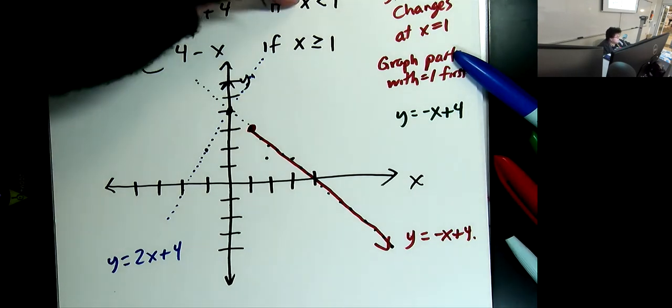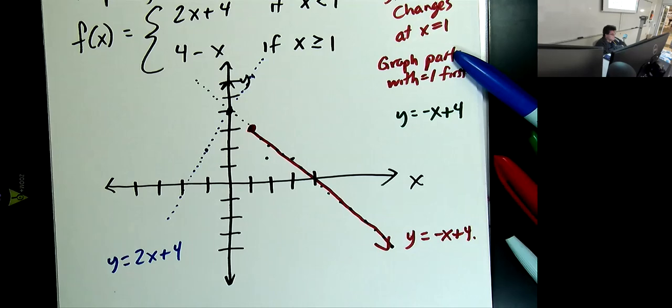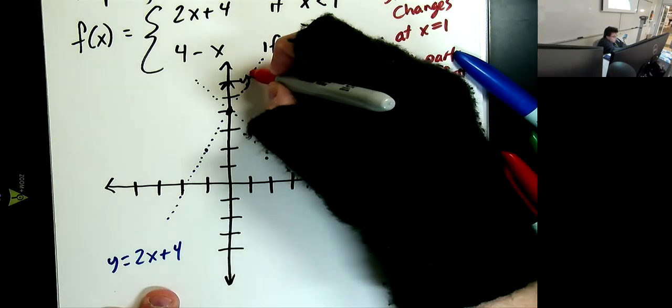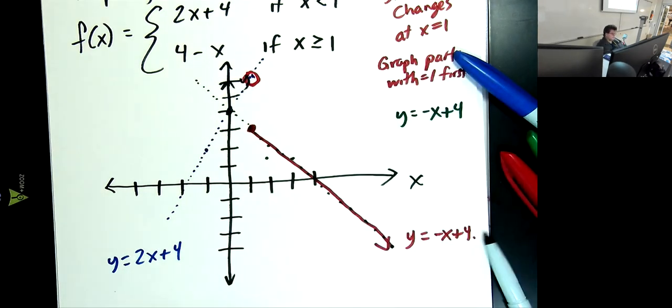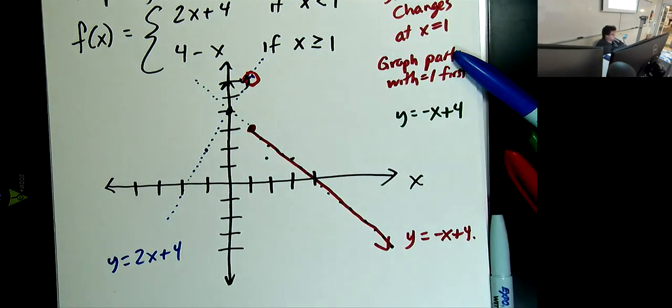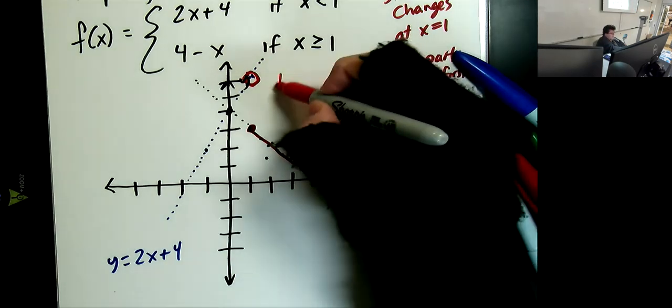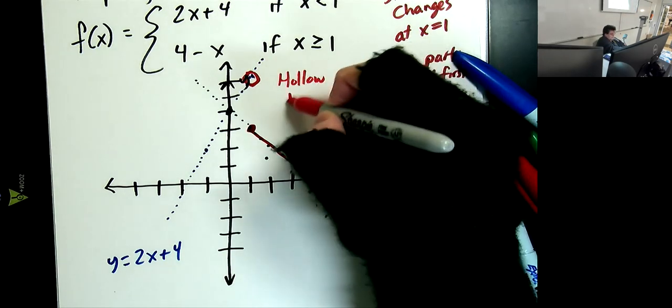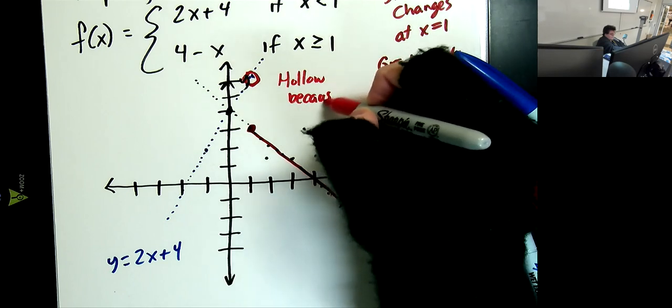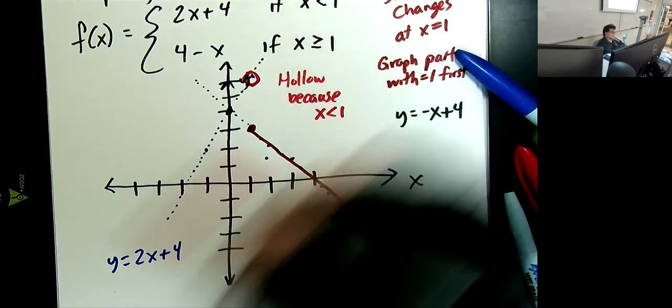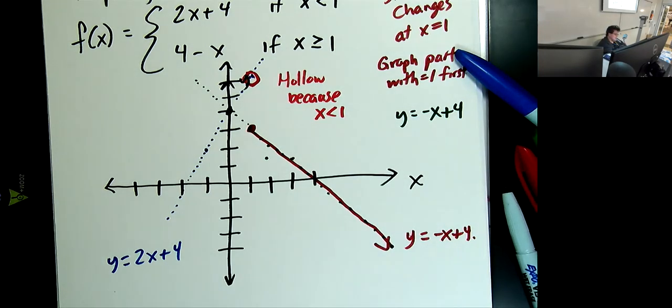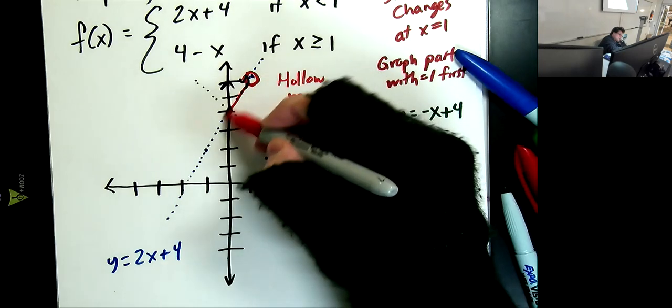I don't have an equal sign here for x near 1. So where x is 1 on my y equals 2x plus 4 line, I'm going to put a hollow circle. Hollow because x is less than 1. And this line is only good for values where x is less than 1, which is this direction.